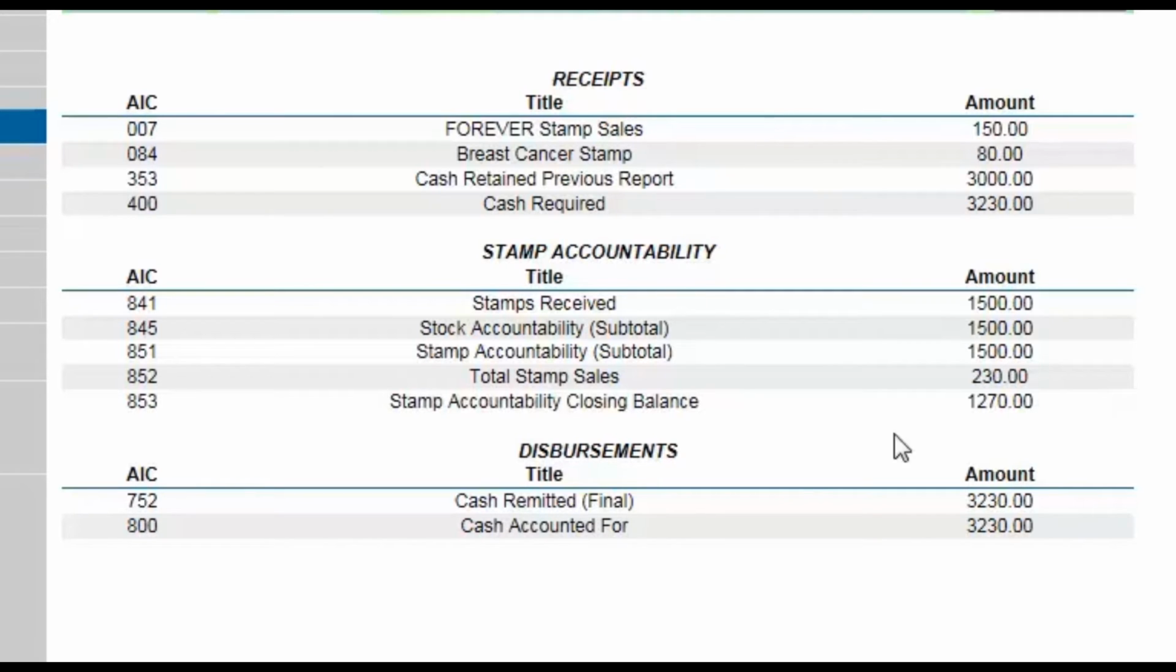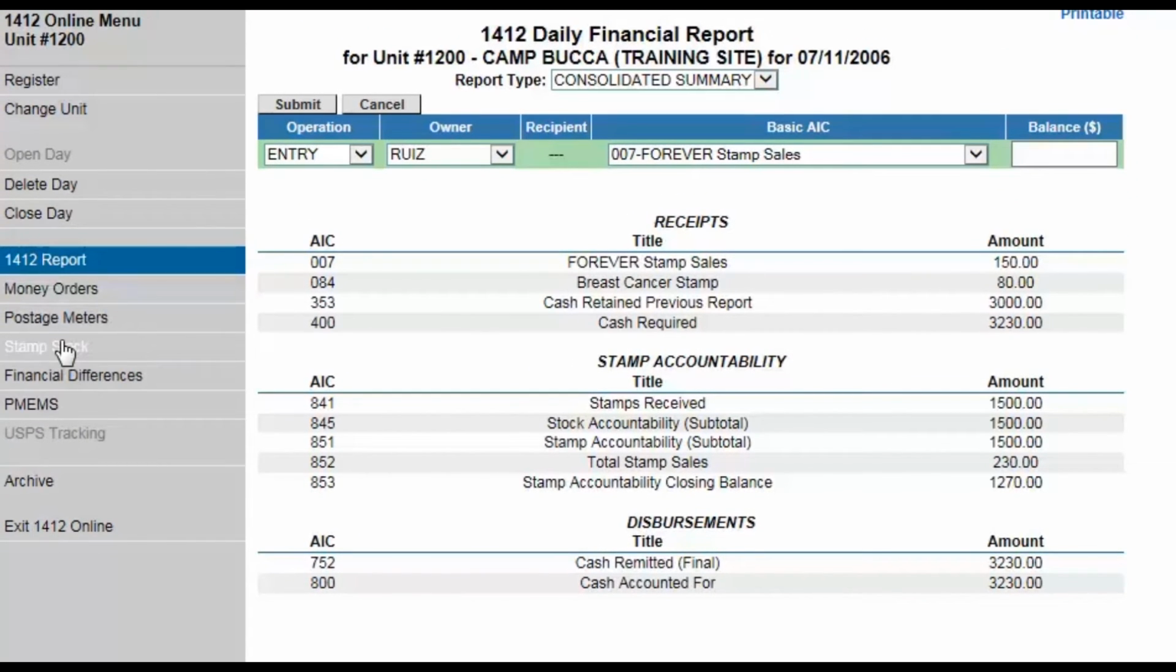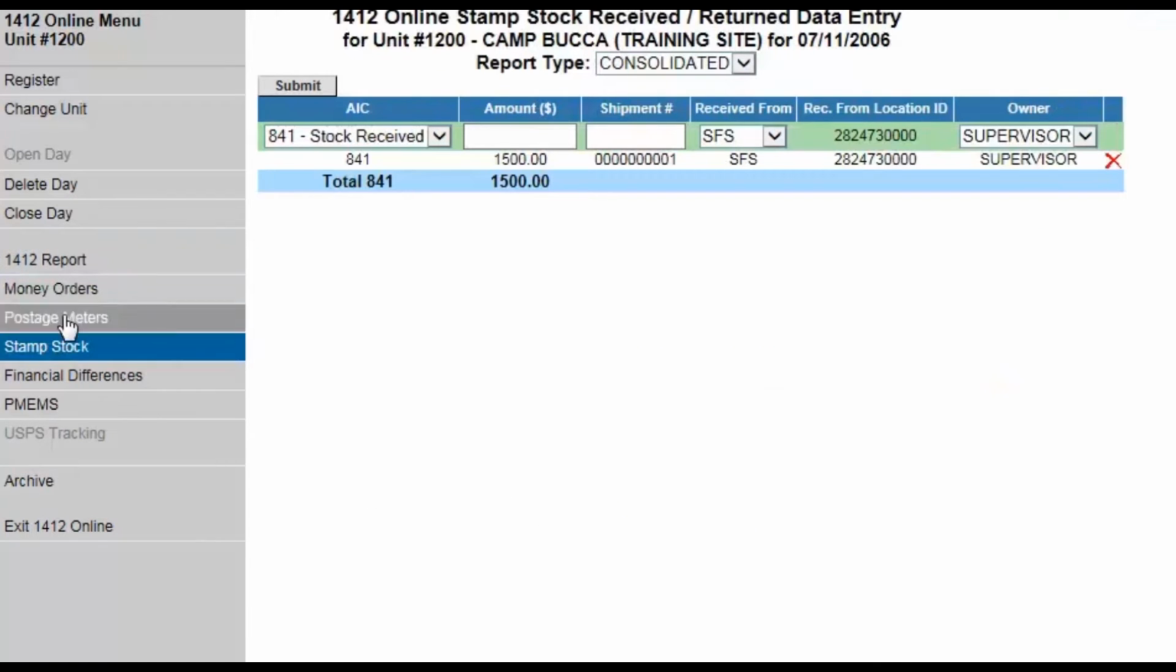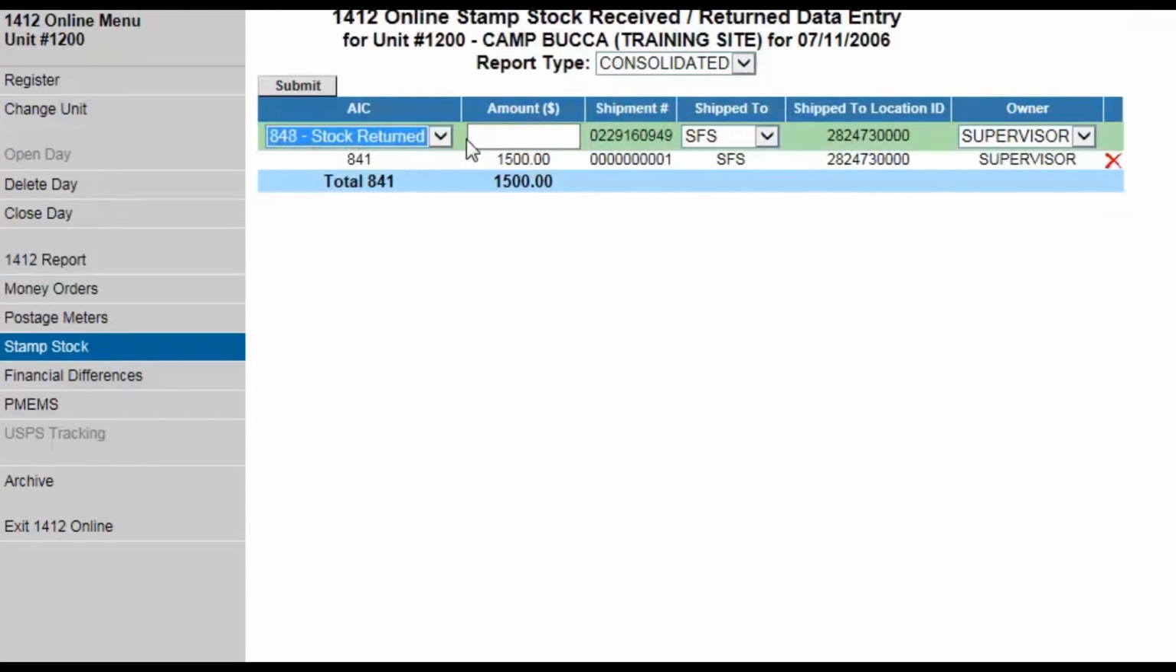As we previously did, we need to ensure that we allocate the funds where they need to be in order for us to close the day. But we're going to do that once we return some stamp stock or transfer some stamp stock to another post office. In order to return or transfer stamp stock to another location, what you're going to do is go back to your stamp stock. Then you are going to identify stock return, and you're going to tell us the amount of stamps that you want to transfer.